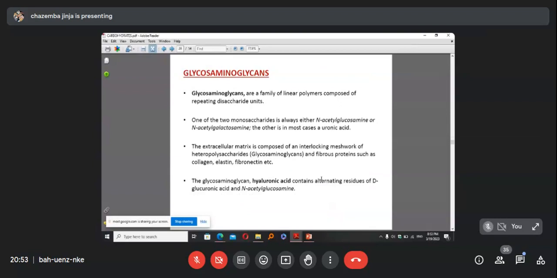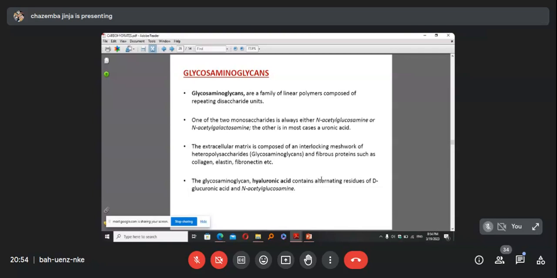The next one we can look at are the glycosaminoglycans. Now, glycosaminoglycans are a family of linear polymers composed of repeating disaccharide units. One of the two monosaccharides is always either N-acetylglucosamine or N-acetylgalactosamine, and the other, in most cases, is uronic acid. So that's how glycosaminoglycans are formed, by repeating units of disaccharides.